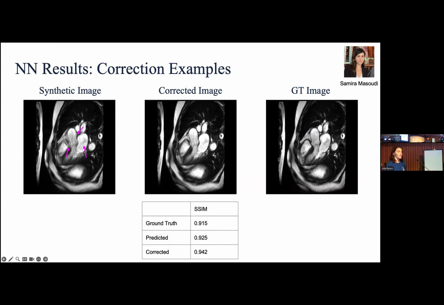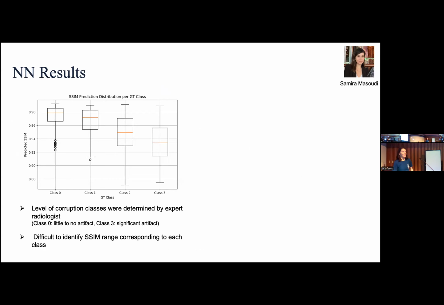So this is just the training set, right? Because I generated these synthetic images, they're not the images that we're going to actually put in for a test. To do that, we actually had to get a radiologist. We got an expert radiologist to grade a different set of images on how bad they were. The different classes here, class 0 to class 3, are the level of severity. Class 0 is very little motion artifact. Class 3 is a lot.